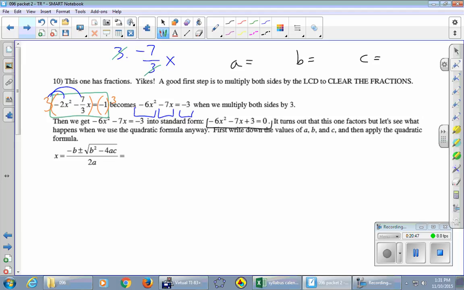Remember, a is the number touching x squared. What is it? Negative 6. B is the number touching x. Negative 7. Make sure we grab those negatives. We're doing that right. And then c is the constant term. Positive 3. That's good. So that's your a, b, and c. Strongly recommend you write them out.